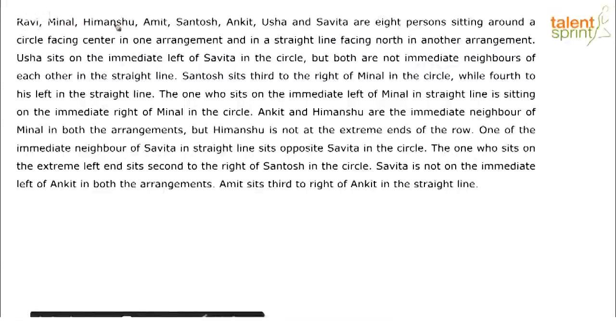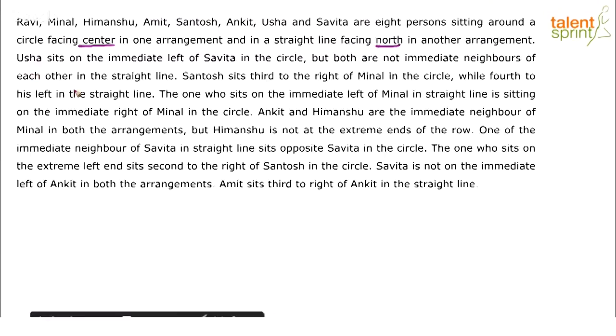Ravi, Minal, Himanshu, Amit, Santosh, Ankit, Usha and Savita are 8 persons sitting around a circle facing the center in one arrangement, and in a straight line facing north in another arrangement. I mean, not simultaneously, but in another arrangement they are seated in a straight line facing north.